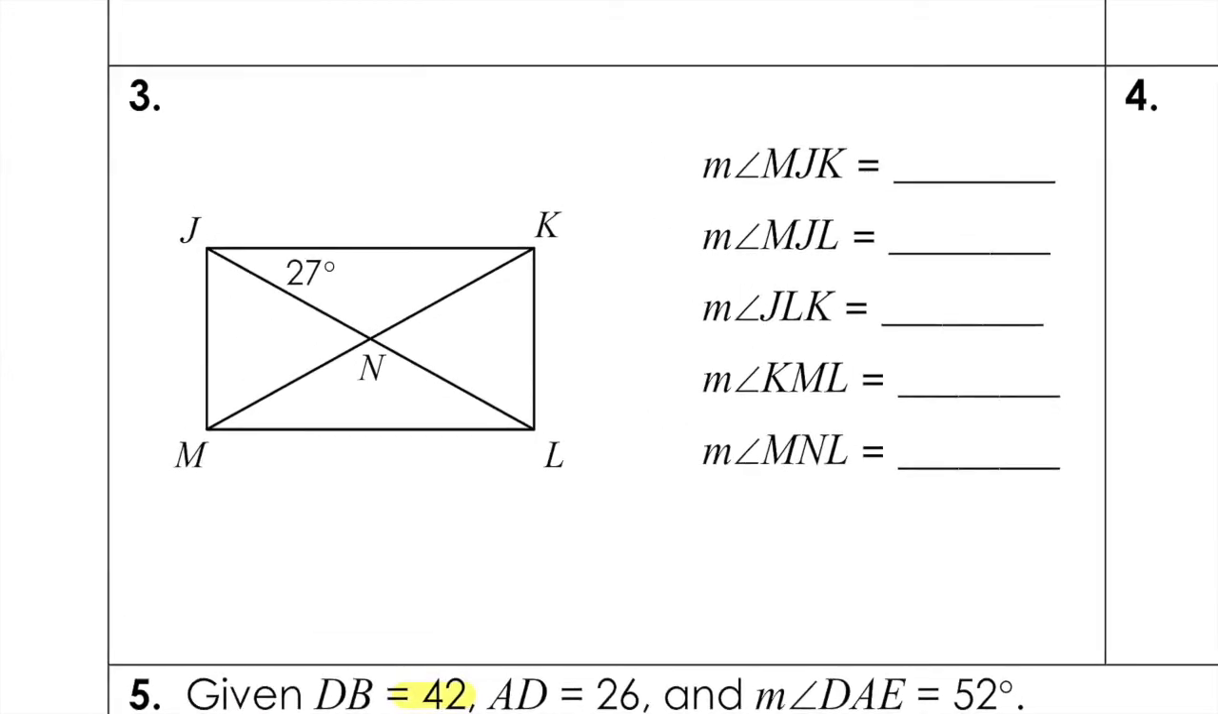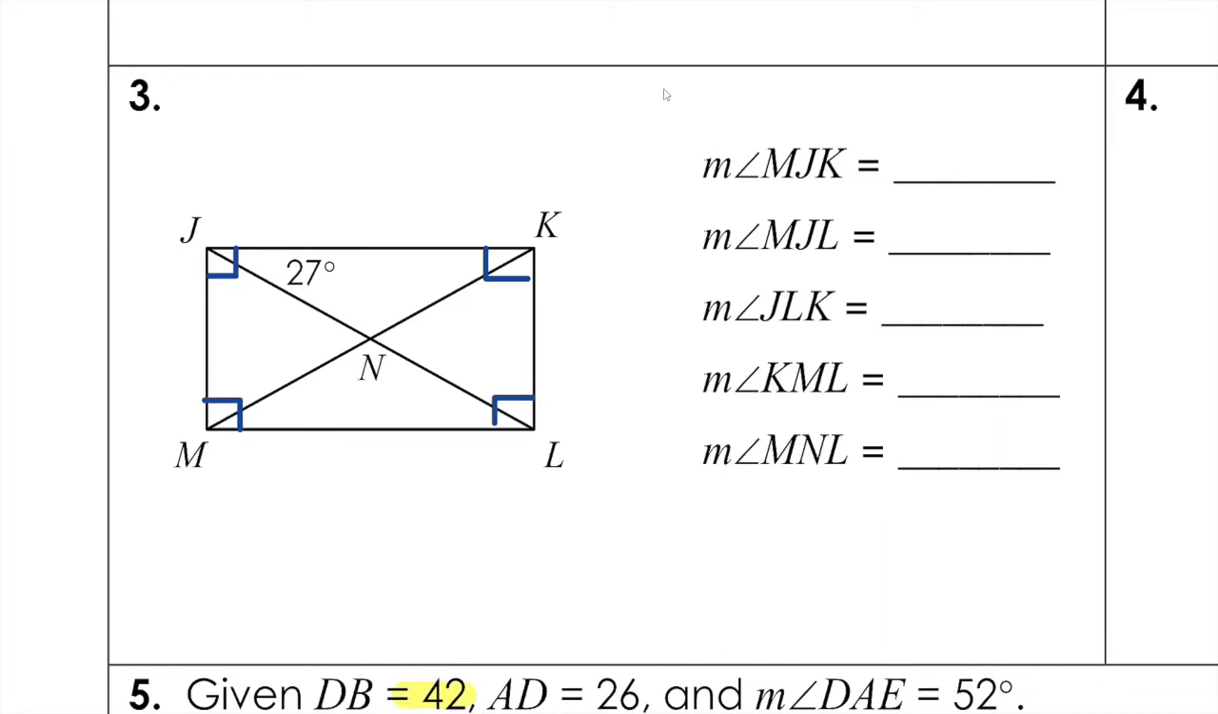All right, let's take a peek at number 3. So let's go ahead and find some of our angle measures. First off, what do we know is true about the angles in a rectangle? They're all 90. So every single one of our vertices is 90 degrees. By giving us 27, they gave us everything. So we know all 4 angles are 90.